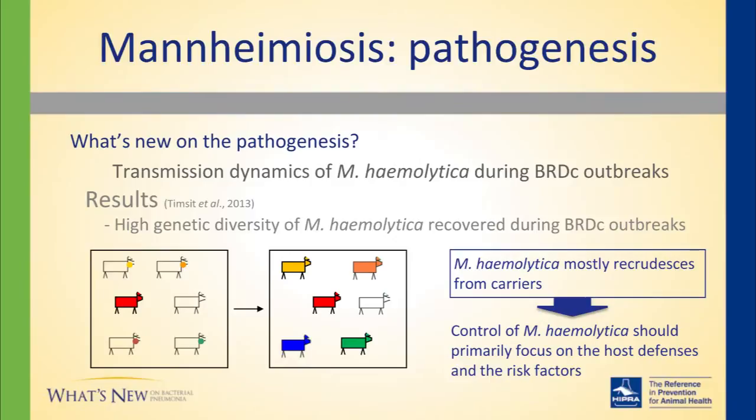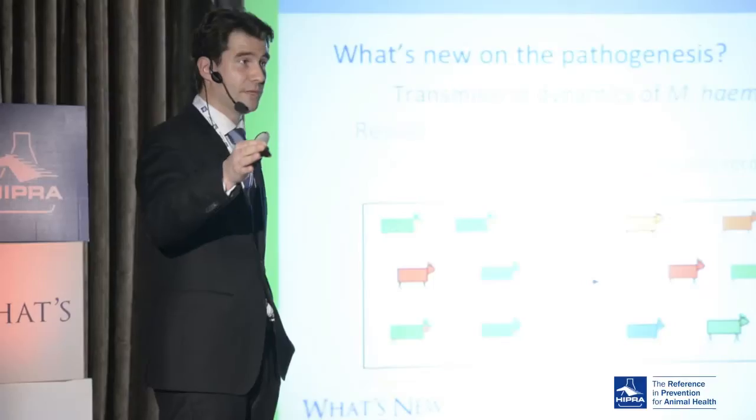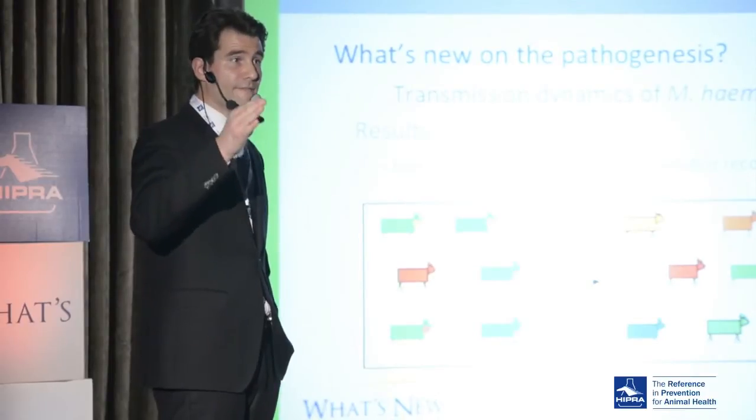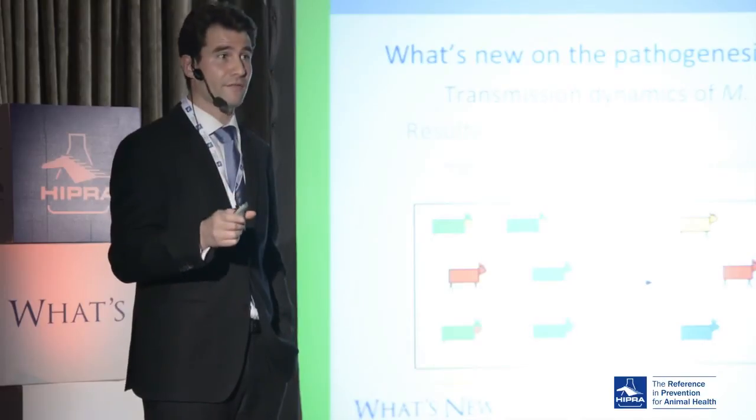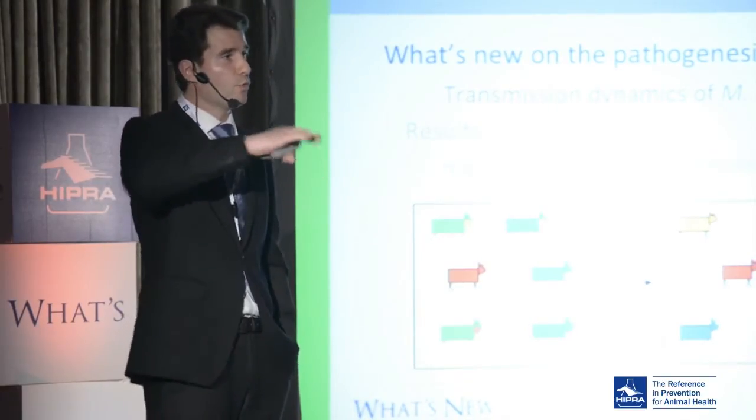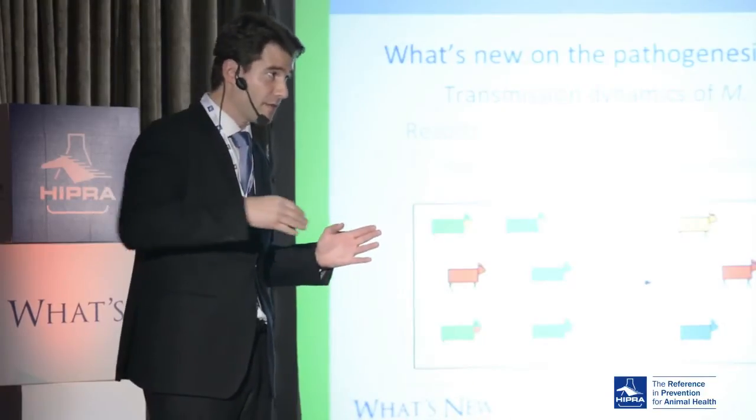So in other words, most of the animals during BRD outbreaks are getting sick by their own strain, with a little bit of transmission. Our conclusion was that Mannheimia haemolytica mostly recrudesces from carriers rather than being transmitted between cattle. This finding implies that the control of Mannheimia haemolytica should primarily focus on the host defenses and not on the bacteria by itself. For example, when you say you have to treat a whole group to protect in-contact cattle against the spread of a variant strain, this is not that true for Mannheimia haemolytica.